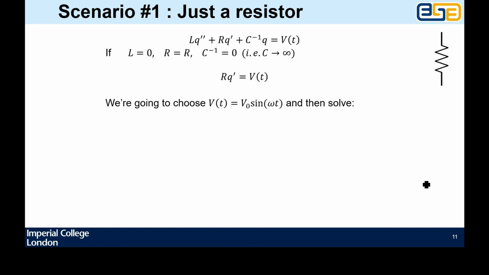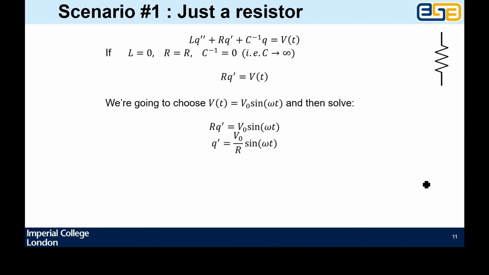We are doing this in a slightly overly laborious way because we're going to follow the same process once the circuits get more complicated. So what are we doing? Well, we know what V of t is. V of t is our applied sinusoidal stimulus. So instead of saying V of t, we're going to say that V of t is V naught, some amplitude, times sine omega t, where omega is the frequency of the applied signal. Okay? So we sub that in, and we now say R Q prime equals V naught sine omega t.